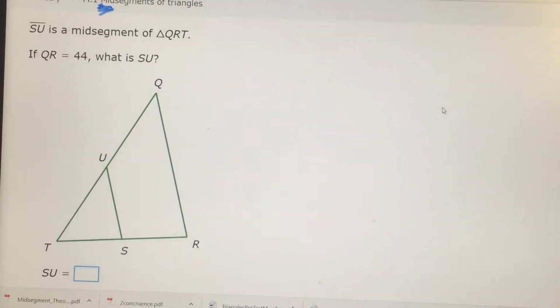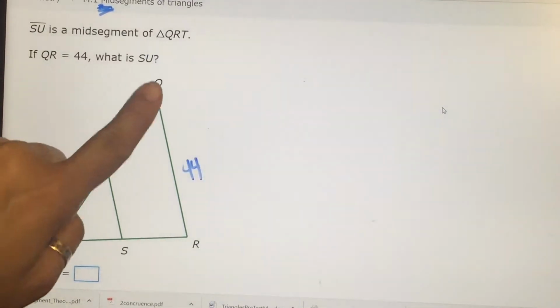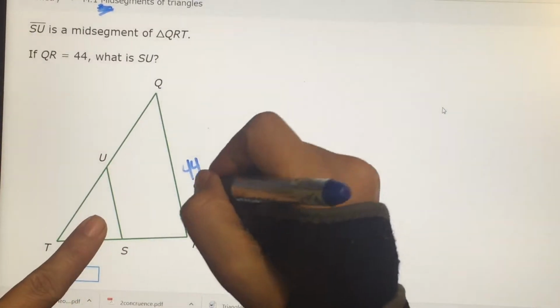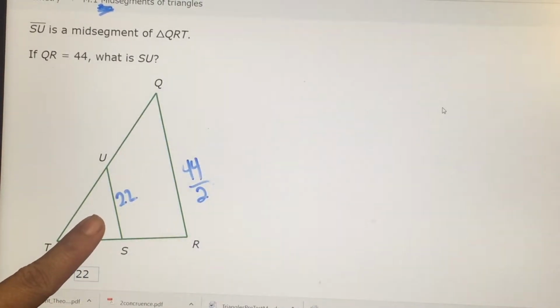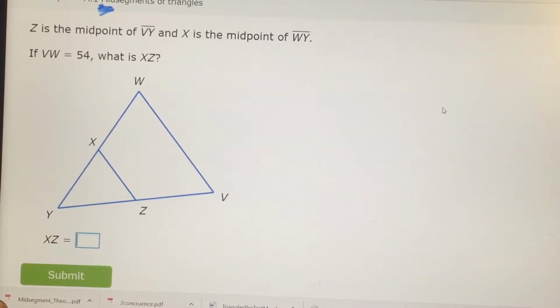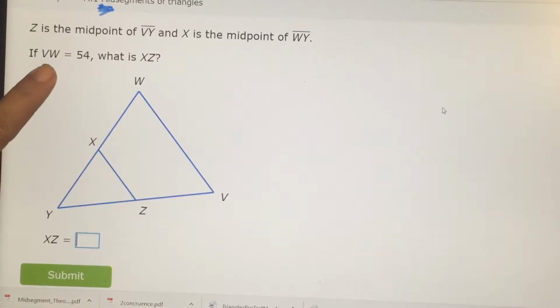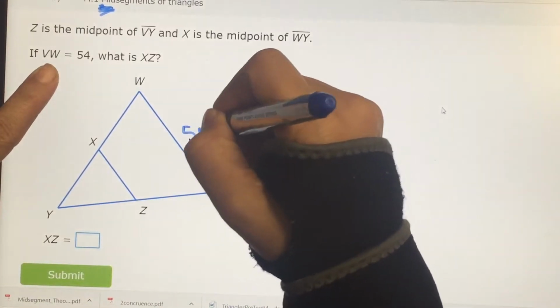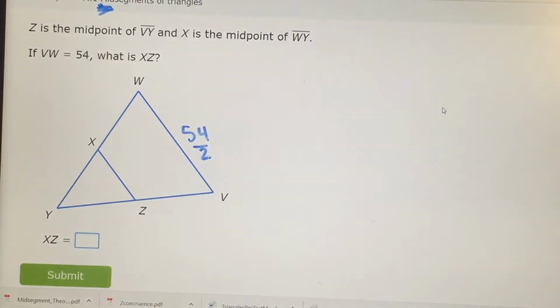All right, so let's take a look at an example. So QR is 44. What is SU? Well, how do I get to SU? All I'm going to do is divide by 2. So this is 22. All right, what is the midpoint? If VW is 54, what is XZ? So how do I get from here to here? I'm going to divide by 2. So 54 divided by 2 is 27.